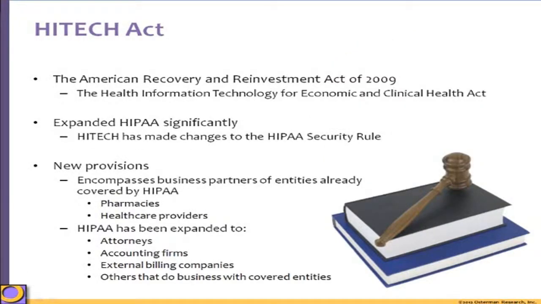Now, the HITECH Act, which was passed in 2009 as part of the stimulus package, the American Recovery and Reinvestment Act of 2009, really upped the ante on HIPAA. The reach of HIPAA has now been expanded to encompass the business partners of entities that were already covered by HIPAA, entities like pharmacies and healthcare providers and others. The new HIPAA now includes entities like attorneys, accounting firms, external billing companies, basically anybody that does business with a covered entity like a clinic, a physician, a pharmacy, what have you. And while those business associates were accountable to the covered entities with which they did business under the old HIPAA, these associates are now liable for governmental penalties under the new law.